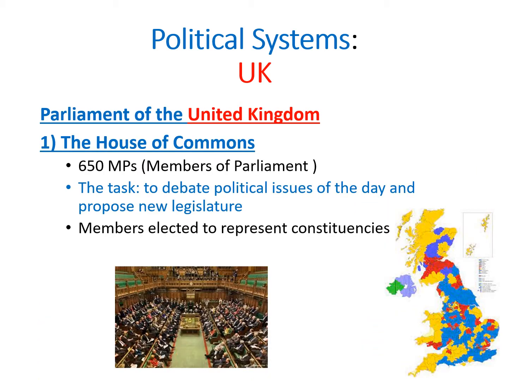The House of Commons consists of 650 MPs, which stands for Members of Parliament, and its task is to debate political issues of the day and propose new legislation. That is to say, it has many tasks, but these are probably the most important. Its members are elected to represent constituencies, which means parts of the UK in which people have voted for these members.